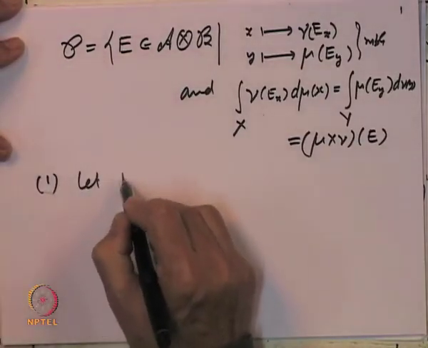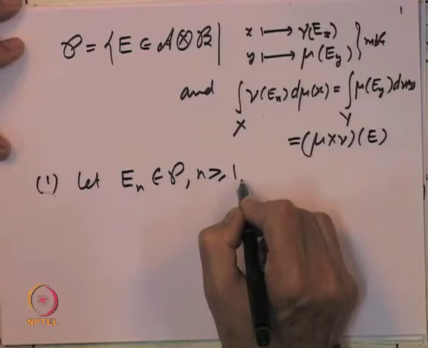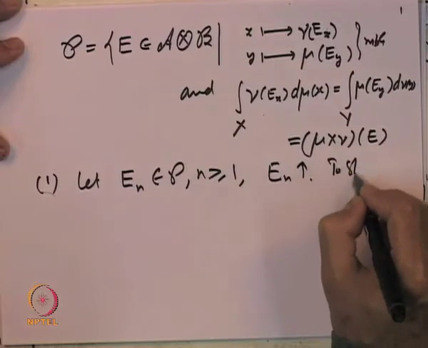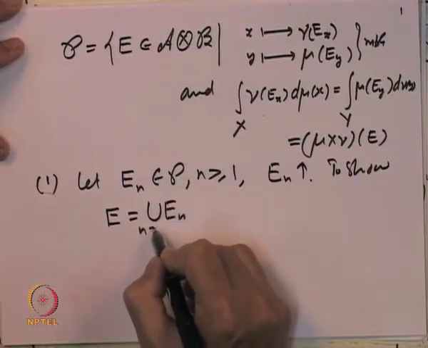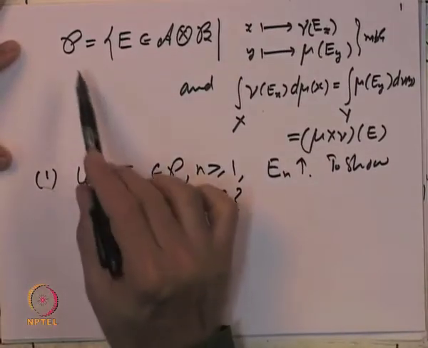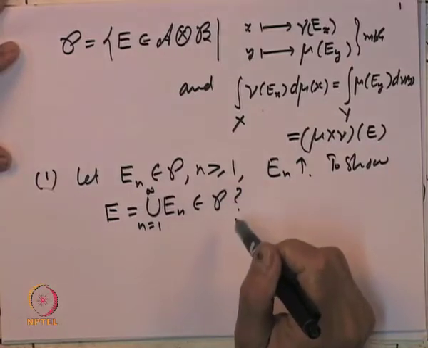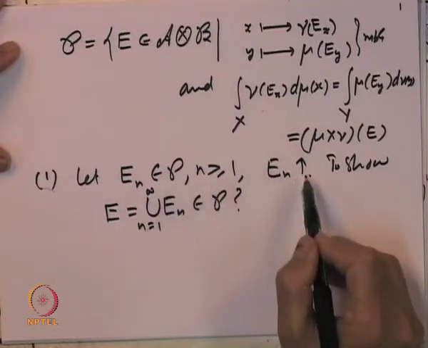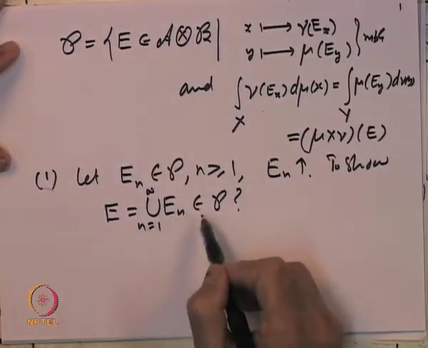So, let E n be a collection of sets in the class P, such that E n is increasing. We have to show that the set E, which is equal to the union of E n's, also belongs to P. So, to show that P is a monotone class, we have to show it is closed under increasing unions and decreasing intersections. So, those are the two properties we have to check. So, let us take a sequence E n in P, which is increasing, and let us say E is the union of these E n's. So, the claim is that E belongs to P.